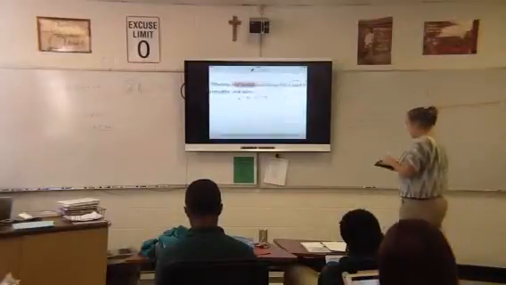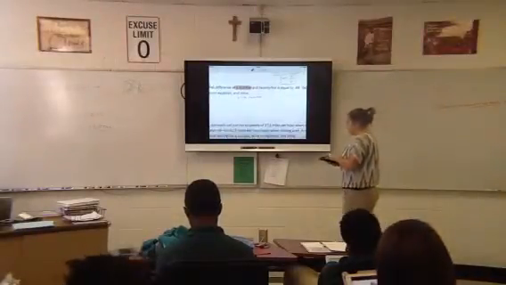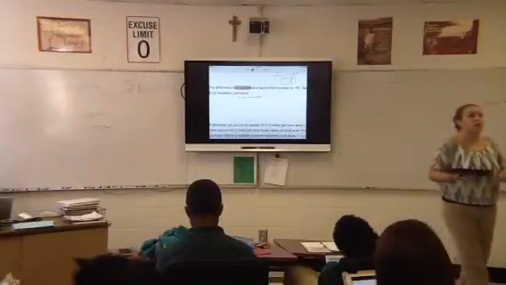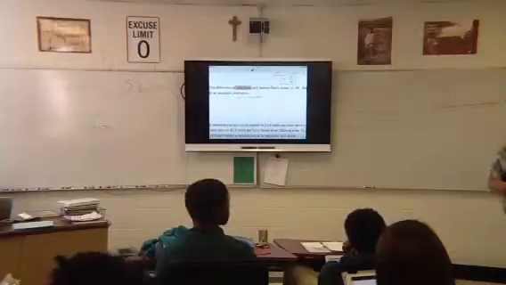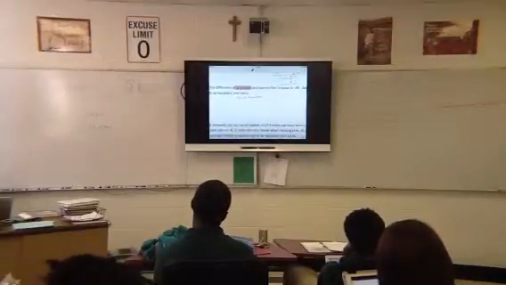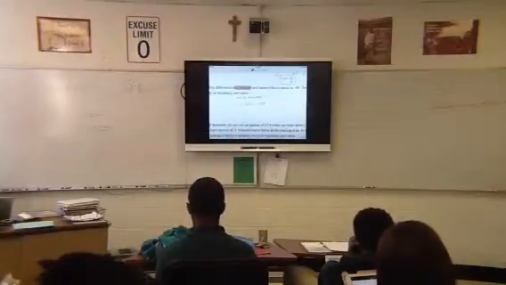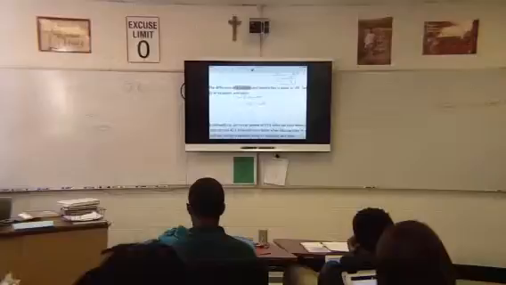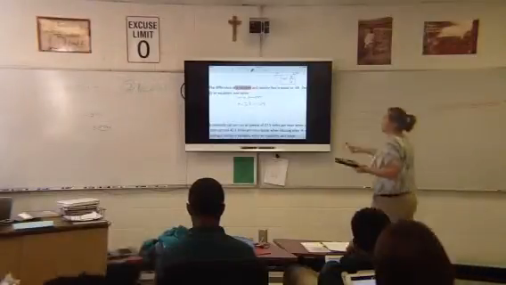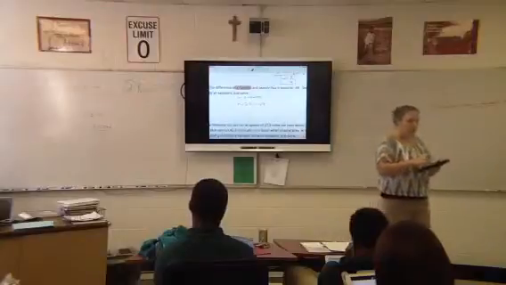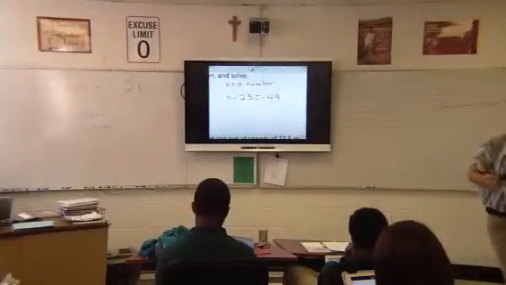All right, and then it says write an equation. The difference of a number and 25 is equal to negative 49. What will that look like? What's my equation going to look like? What do you got? N minus 25 equals negative 49. Nice job. So n minus 25 equals negative 49. This is just translating the sentence, which is what we were working on.